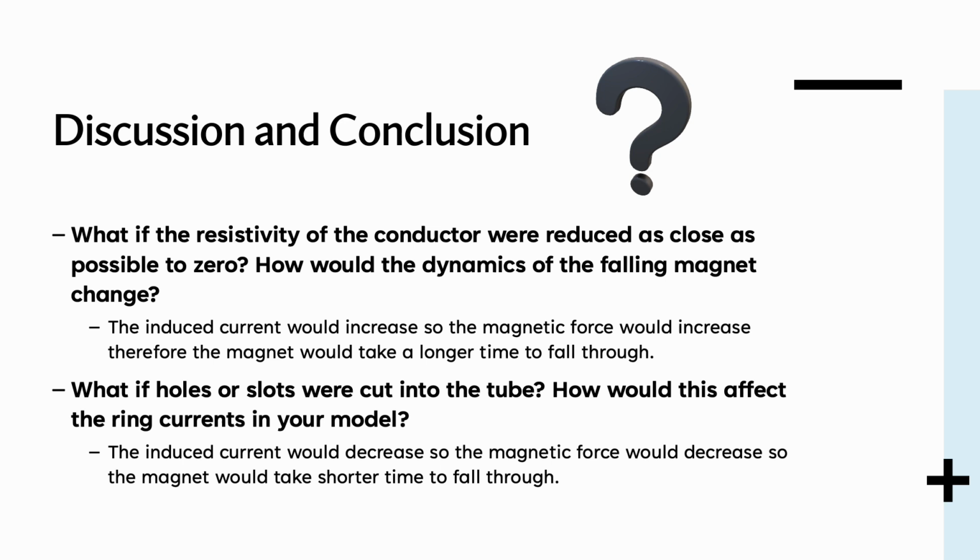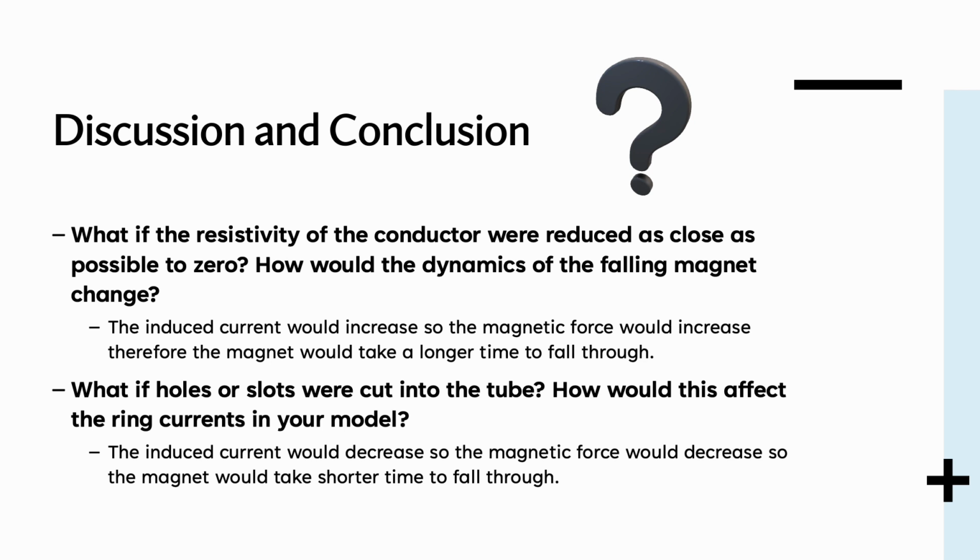Now on to our discussion and conclusion. So, what if the resistivity of the conductor were reduced as close as possible to 0? How would the dynamics of the falling magnet change? The induced current would increase so that the magnetic force would increase, therefore the magnet would take longer to fall through. And what if holes or slots were cut into the tube?